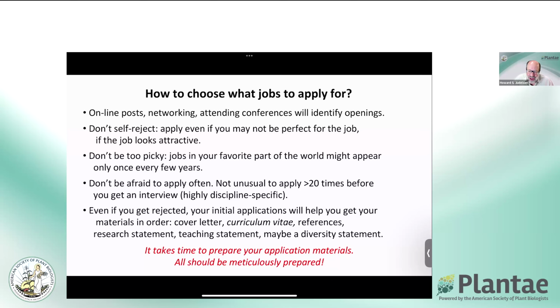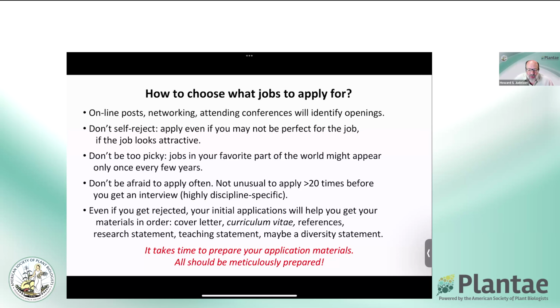First, you shouldn't self-reject. If you see a job that you think is attractive to you, don't be afraid to apply to it. Maybe you won't be perfect for the job as advertised, but don't assume that you would not get it. You should also not be too picky. You might have a favorite part of the world where you want to spend the rest of your life as a faculty member or an equivalent job, but jobs in a given state or region of the world might not appear every year. So don't be too picky.